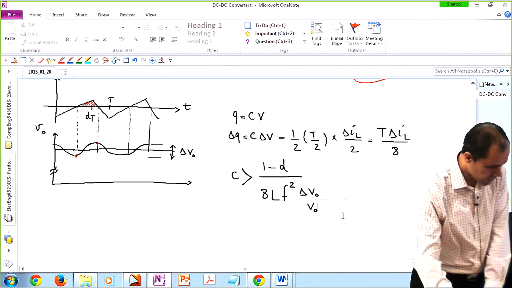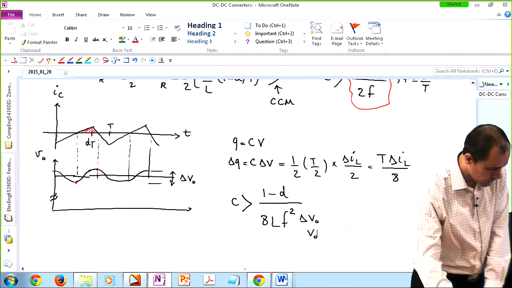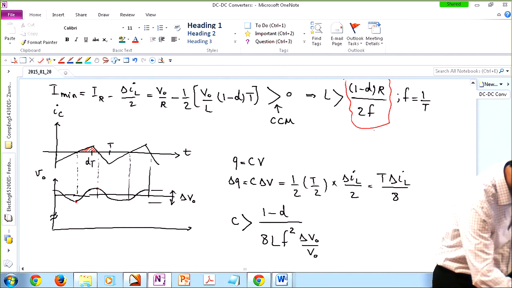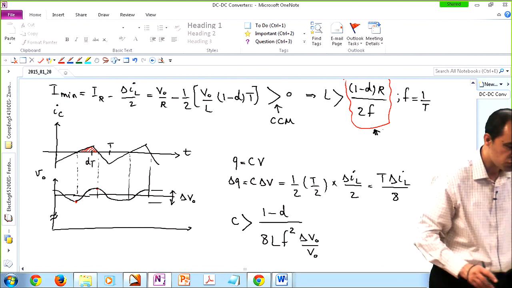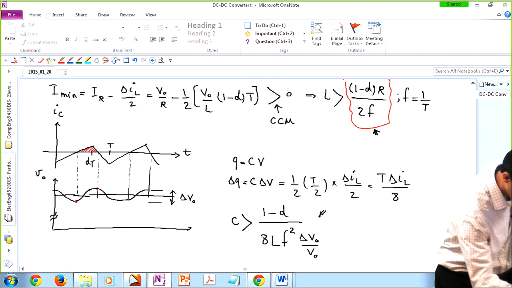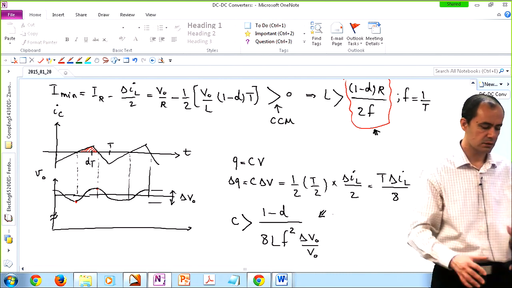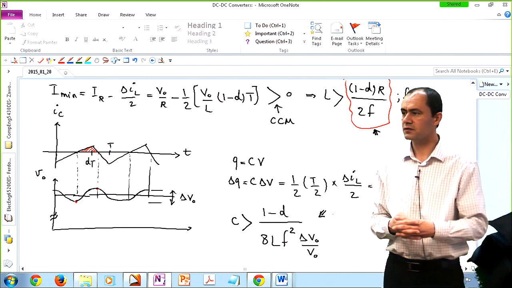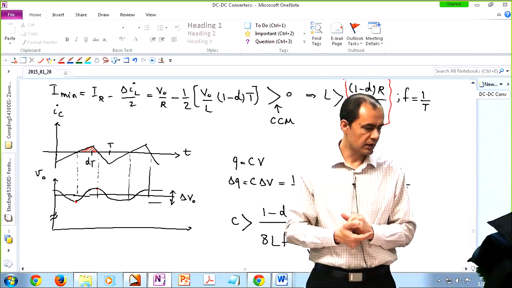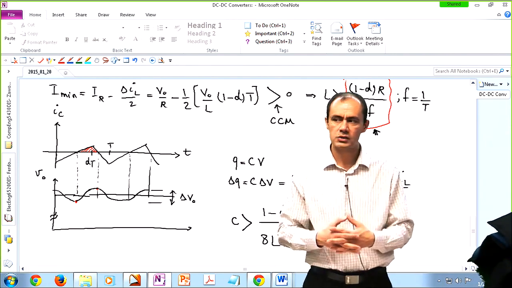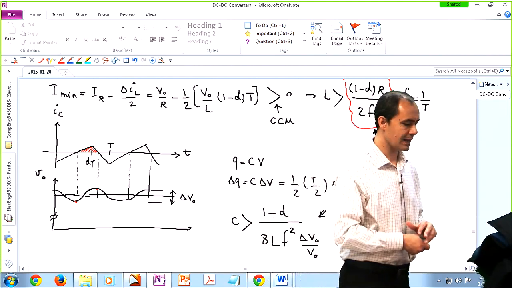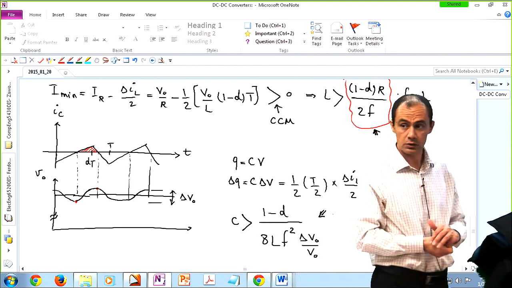One thing to observe in these two equations, the one that we had up here to size the inductor, as well as the one that we have down here to size the capacitor. F, which is the switching frequency, appears in the denominator of both of them, meaning that if you increase the switching frequency, then you will need a smaller inductor and a smaller capacitor, which is good.